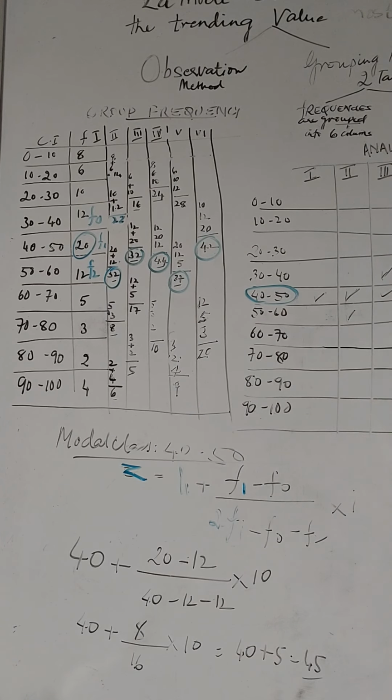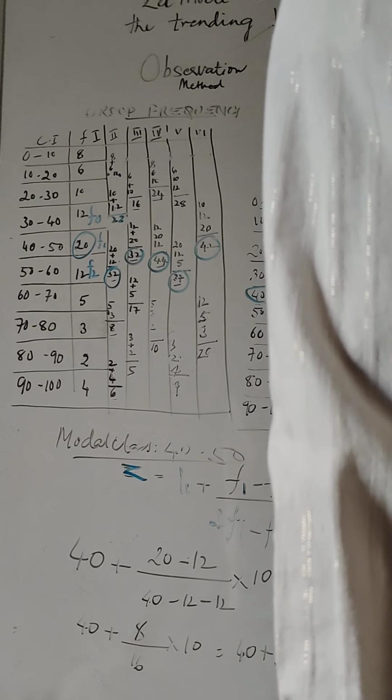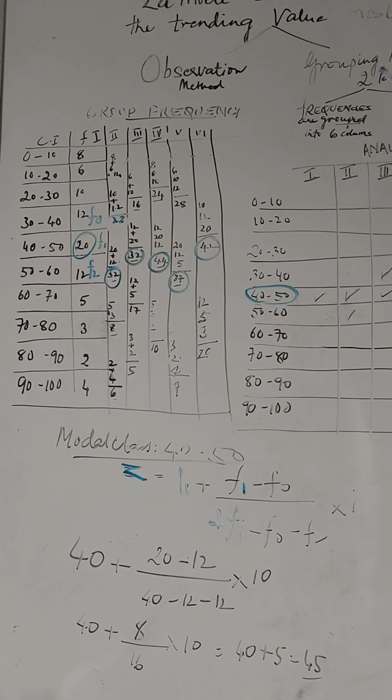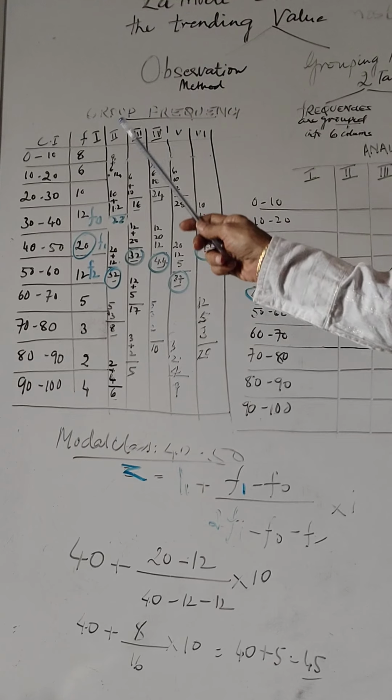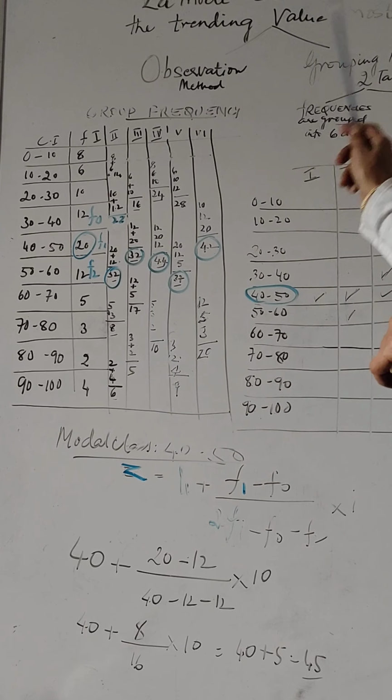Now let's do more by the grouping method. In the grouping method, we group the frequencies, and when we are grouping the frequencies, that's the first table.